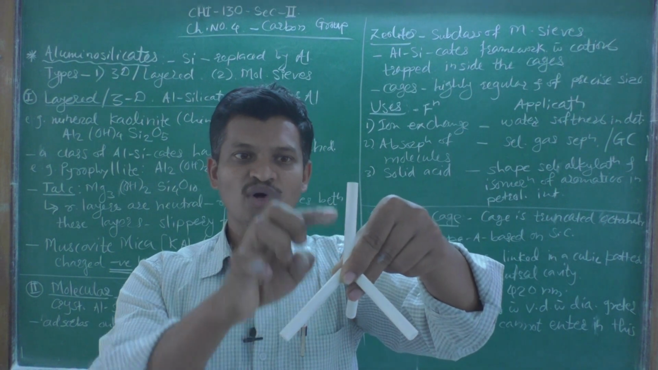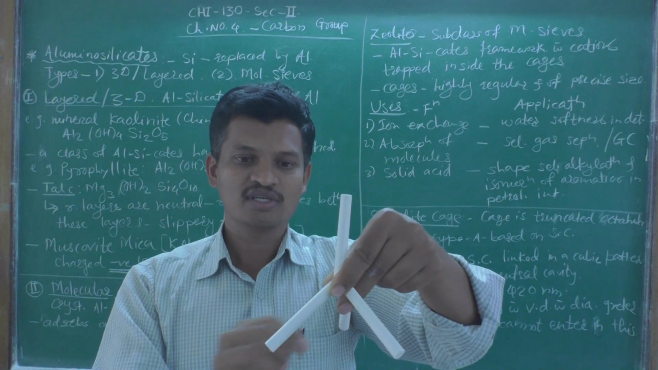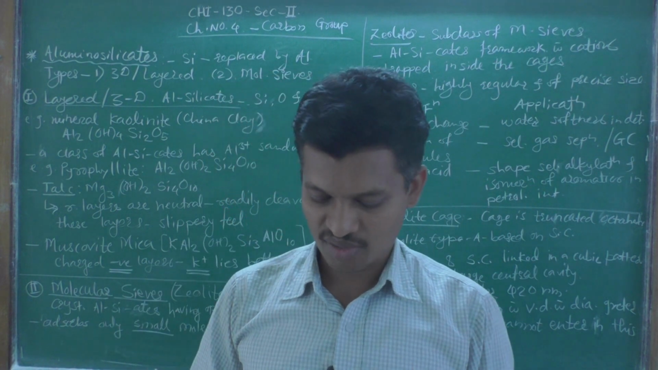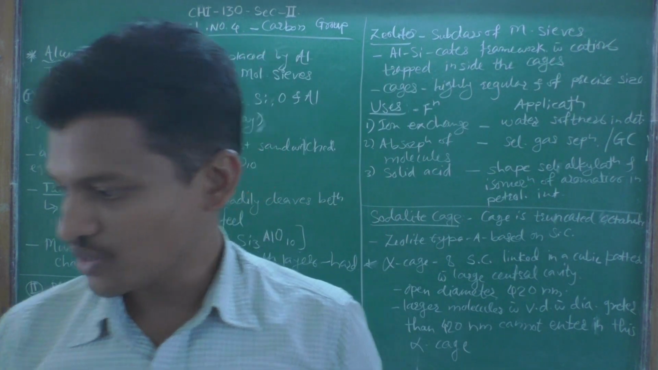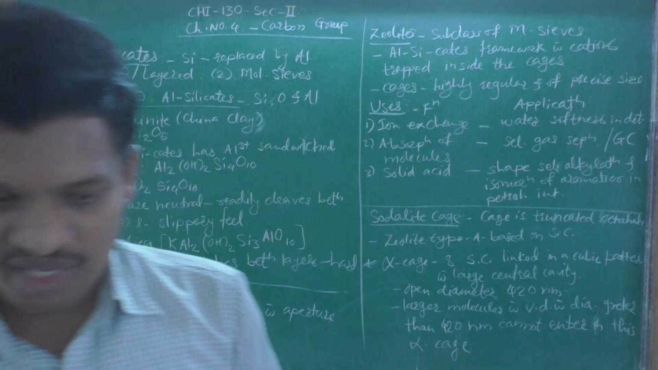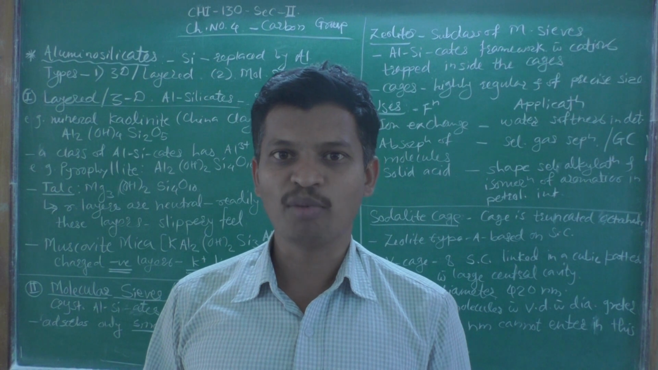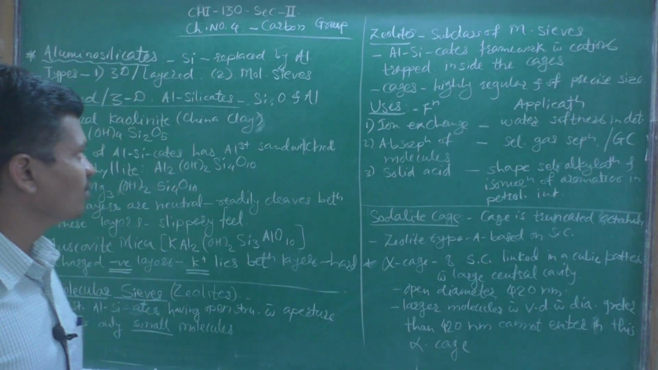So, this is the basic fundamental structure of the SiO4 unit which is present in silicates. This is silicon, and at the 4 corners there is one oxygen atom, each with one negative charge. This is the basic unit of silicates. Now, today we are going to study the aluminosilicates.